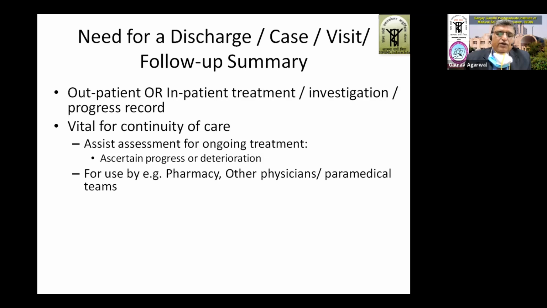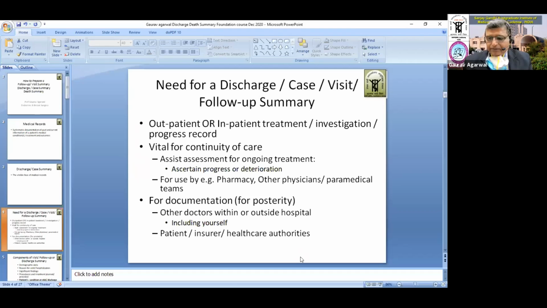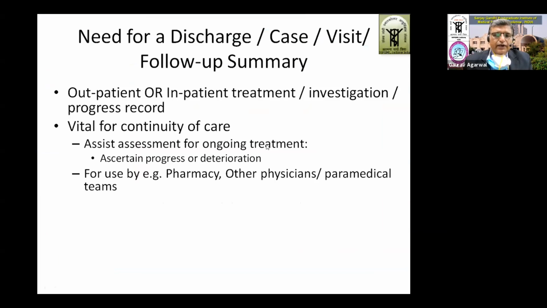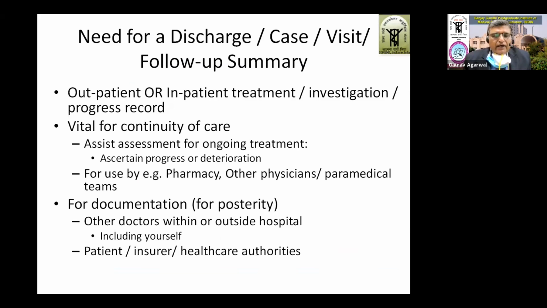These are the documents which are going to be used by various other people, including the pharmacy, other physicians, paramedical teams, and who not, for knowing what the patient has been instructed, what the prescription has been, what drugs need to be dispensed, what investigations need to be done. These are all documented in your discharge summary or follow-up summary. And these also serve the purpose of documenting for posterity for use by other doctors within or outside the hospital, including perhaps yourself.